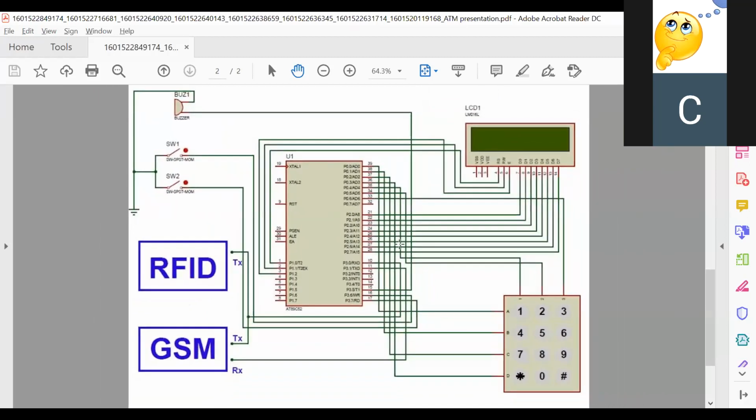The LCD is connected to port 1 pins, and port 2 pins are interconnected with the LCD. The keypad is interconnected with port 0 pins. The buzzer is connected with port 3 fifth pin.